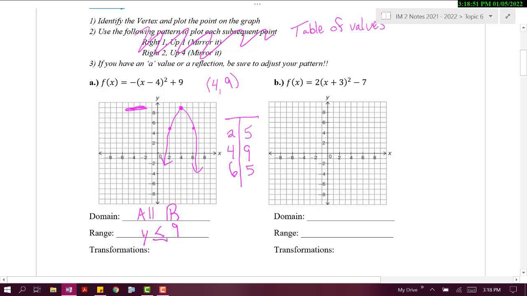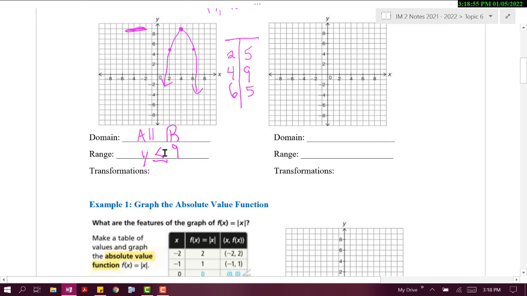The transformations that took place. Usually, we're at the origin. So we went 4 to the right, 9 up, and we flipped upside down. Just like what we did last semester, nothing different.